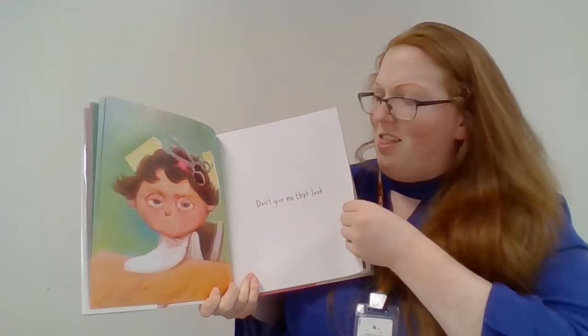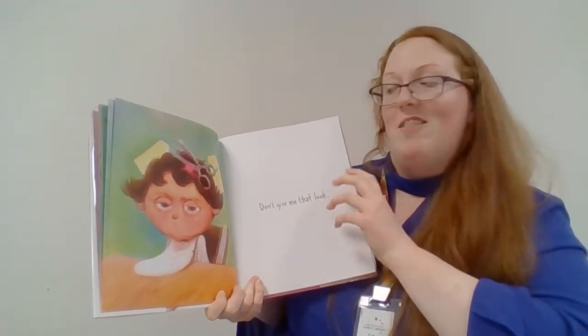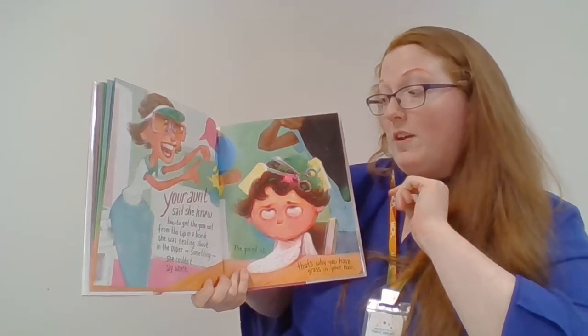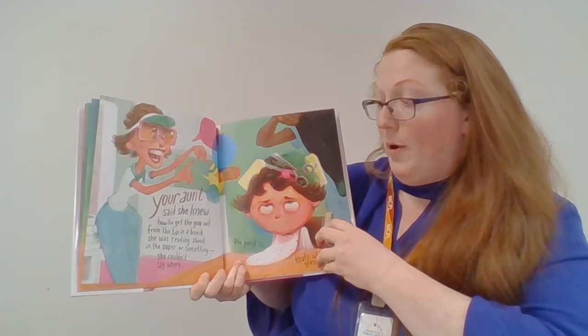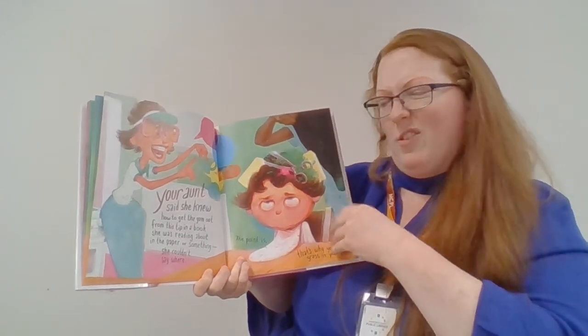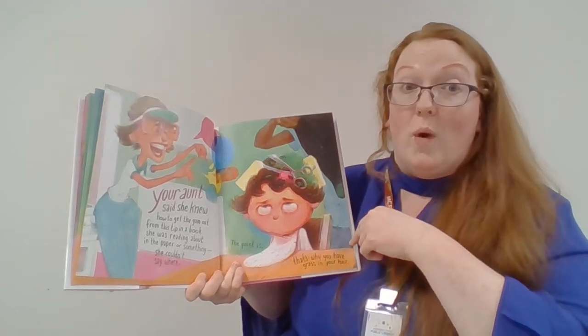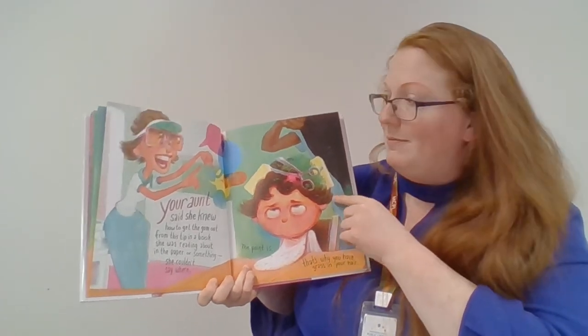Don't give me that look. She does not look happy, does she? Your aunt says she knew how to get the gum out from a tip in a book she was reading about in the paper or something. She couldn't say where. The point is, that's why you have grass in your hair.